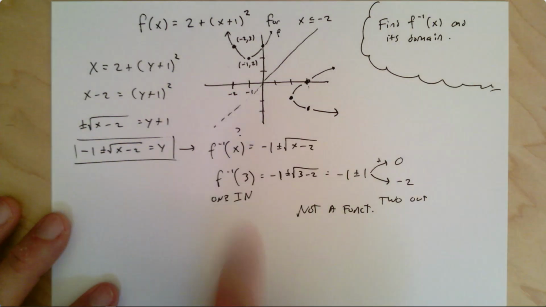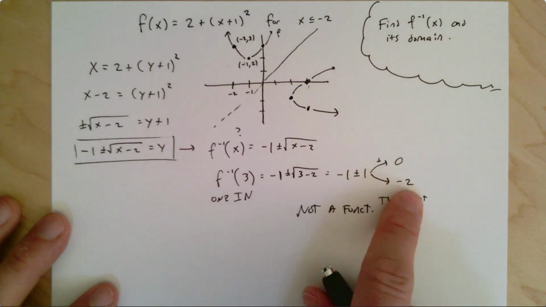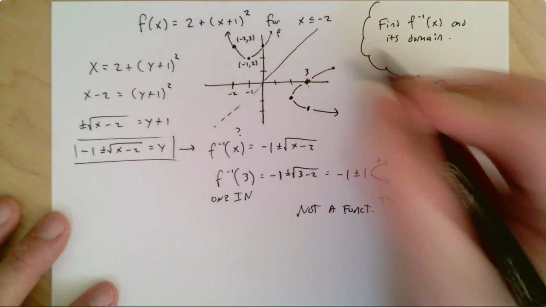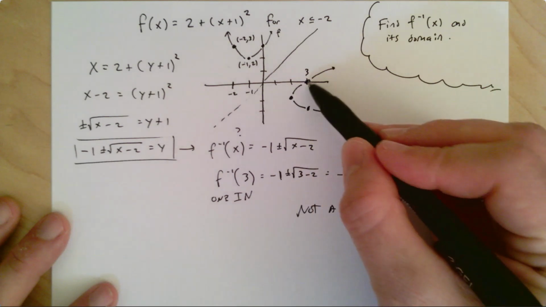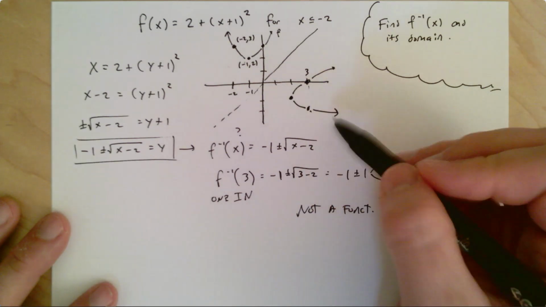And now we can see what this input was about. When the input was 3, we got 0 and -2. But that's exactly what's happening in the picture here. With an input of 3, we have outputs at 0 and also -2. And so that's why this ends up not being a function.